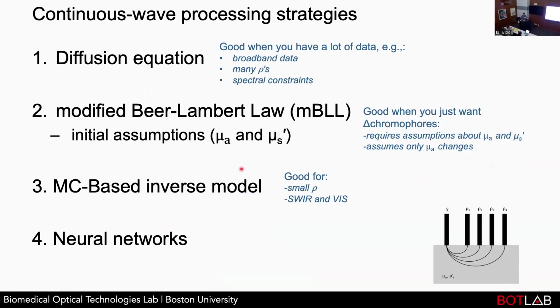Okay, so Monte Carlo-based inverse model is good for when the diffusion approximation doesn't work. Small rho, small source detector separation, SWIR invisible.